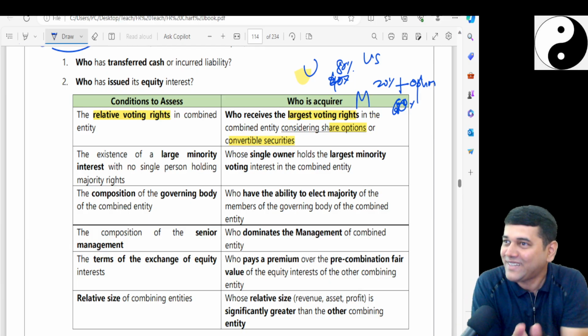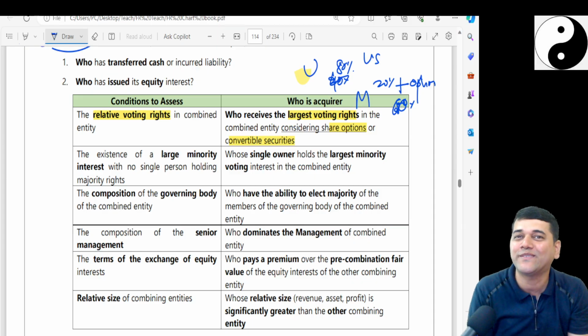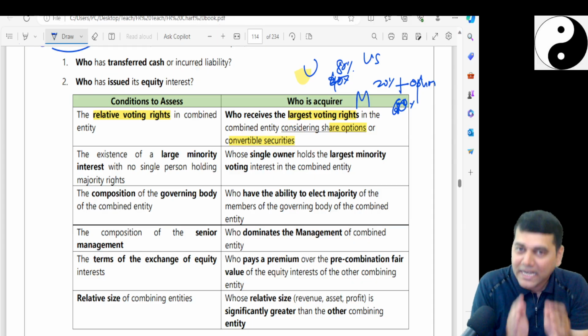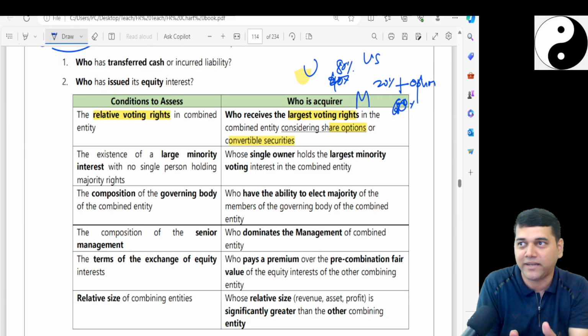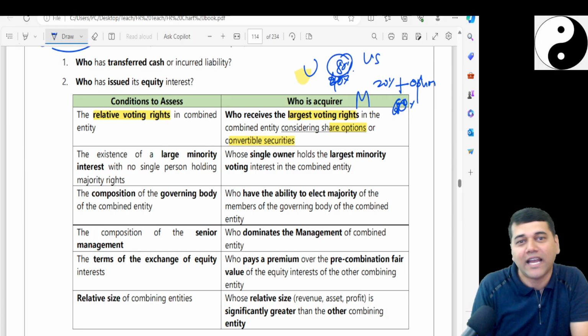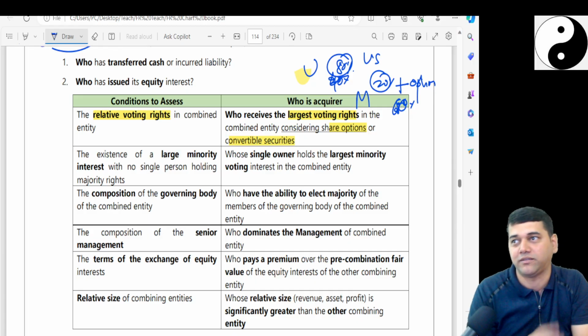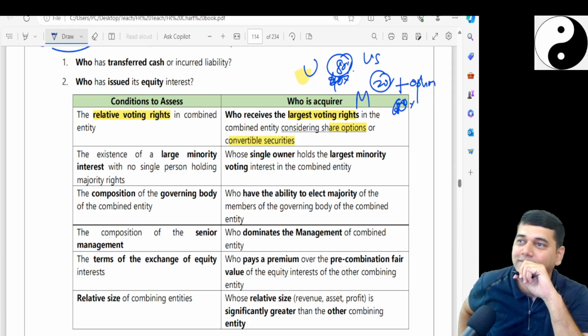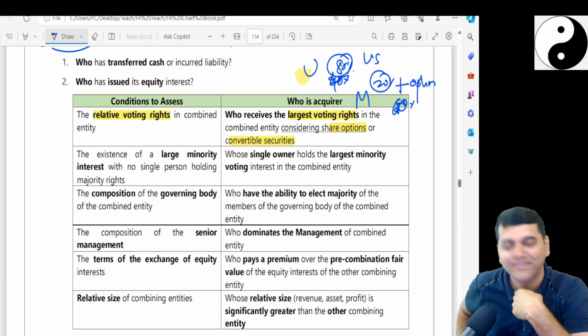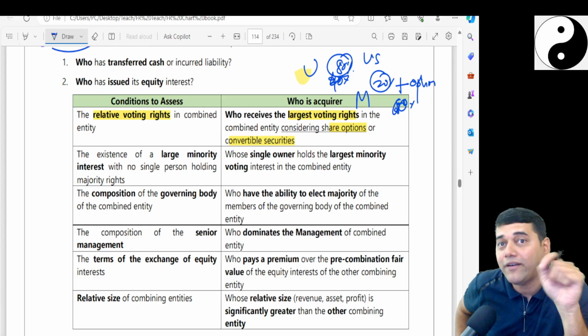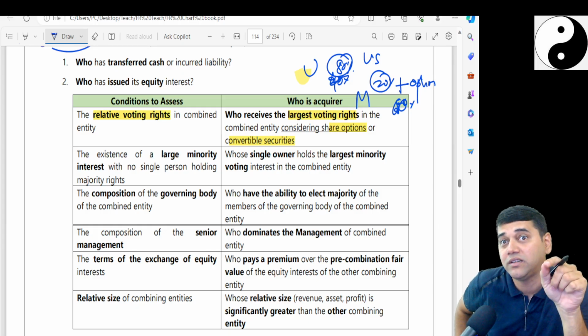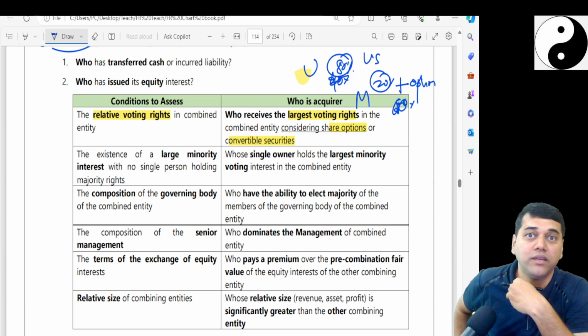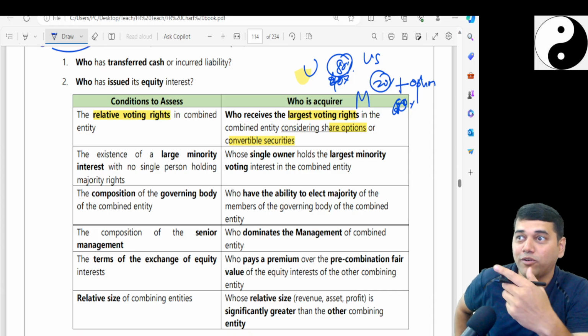Yeah, right now, see, this is the beauty of the standard. At this point of time, when we combined, you have got 80, I have got 20 plus an option. Tell me, who is the acquirer? I am the acquirer. Now, you have to evaluate that option. Is that option possibly suitable for me? Is it interesting? Is it possible?